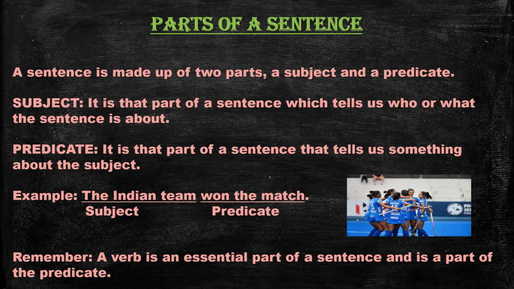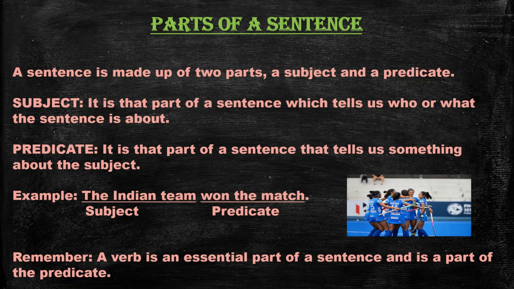Now comes the parts of a sentence. A sentence is made up of two parts, that is, a subject and a predicate. What is a subject? A subject is that part of a sentence which tells us who or what the sentence is about. Predicate. Predicate is that part of a sentence that tells us something about the subject.